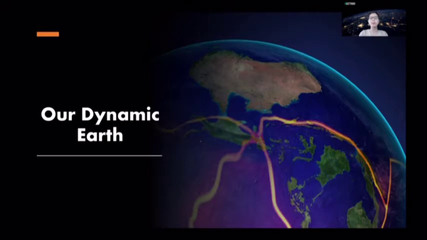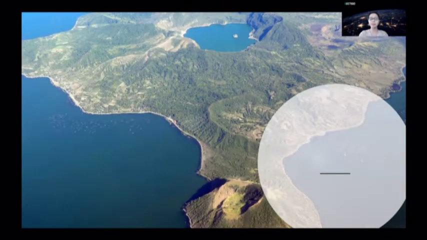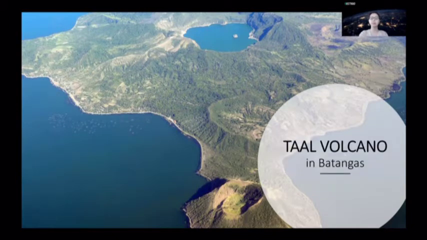Do you still remember one of the most talked about geologic events that happened at the beginning of 2020? Let us start with this picture. Are you familiar with this landform located at Batangas? This is the Taal volcano. Earlier this year, it erupted, which caused the displacement of the residents of Batangas and nearby places.